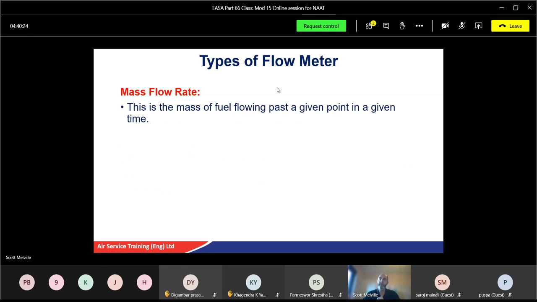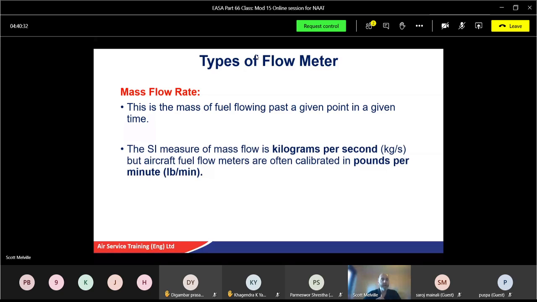Another one is mass flow rate. Again, mass of the fuel flowing past a given point in a given time. An SI measure of mass flow is kilograms per second, but aircraft flow meters are sometimes calculated in pounds per minute. But normally it's kilograms per second, but you might find the occasional one at pounds per minute. And that is the most common form of fuel flow measurement you'll find in your commercial aircraft. Indeed, when I worked in military aircraft, that was the most common, the mass flow rate. So if you've got a question saying which is the most common type of flow meter, it would be the mass flow rate type. Okay, so worth highlighting that one.